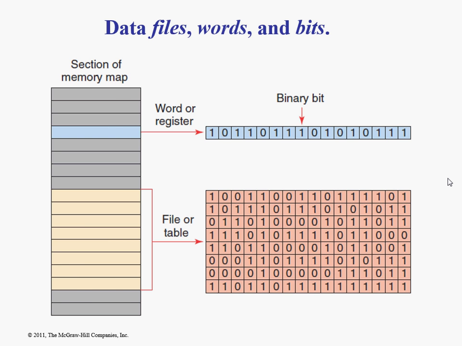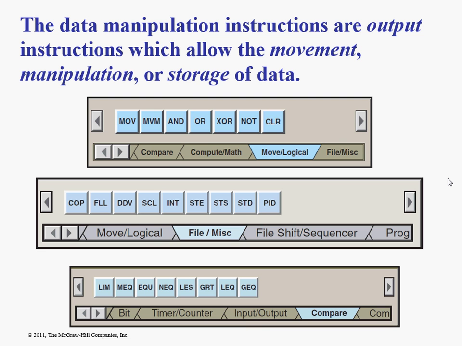So here's our file or table. That's just what I showed you. They have some manipulation instructions. They are located up in the instruction toolbar. Move, logical, file, miscellaneous. Half of these you'll probably never use, but we'll talk about them because you might run across them when you're trying to do troubleshooting, like what is this doing?